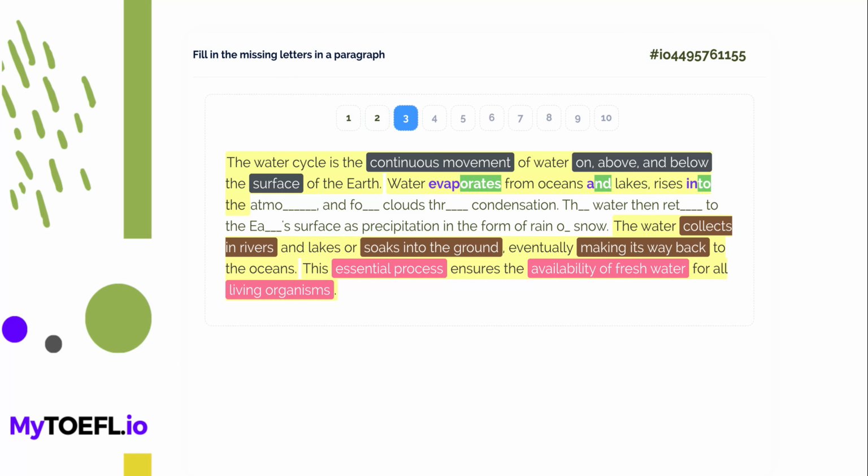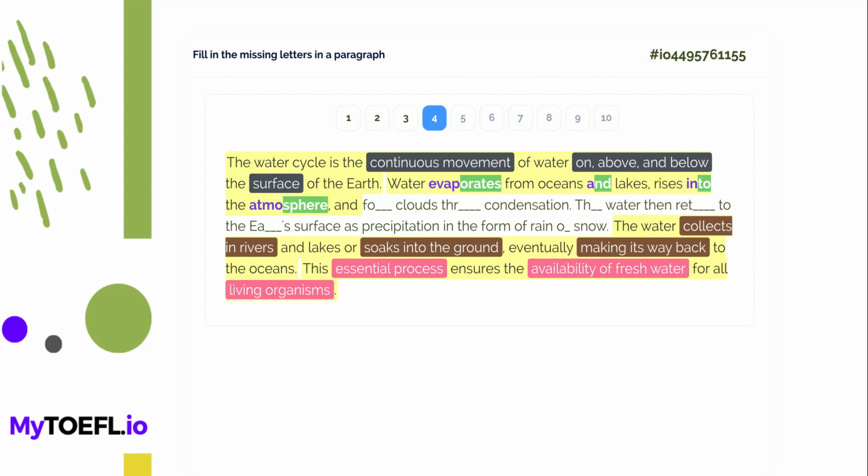Next, we need to complete the fourth blank. Water evaporates from oceans and lakes, rises into the blank, and the question provides the letters A, T, M, and O and contains 6 missing spaces. We are looking for a noun that names the layer of air surrounding the Earth where clouds exist. The given letters strongly point to a specific scientific term. Contextually, water vapor rises into the atmosphere.